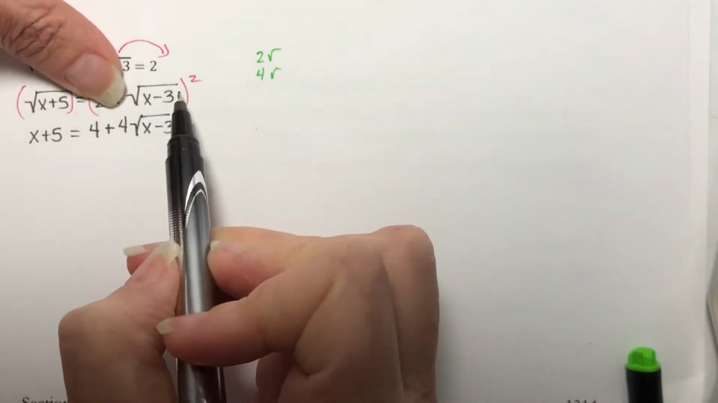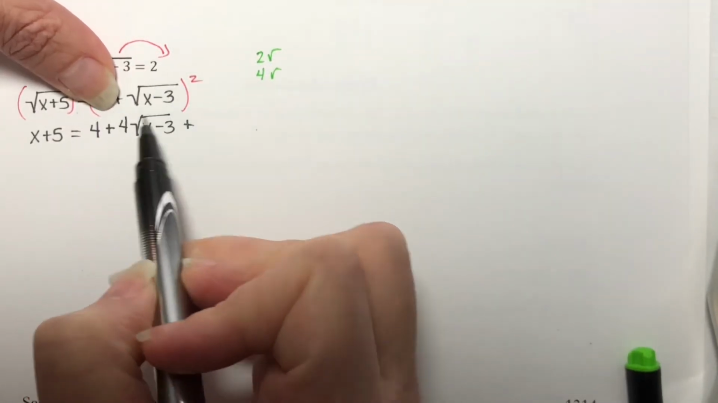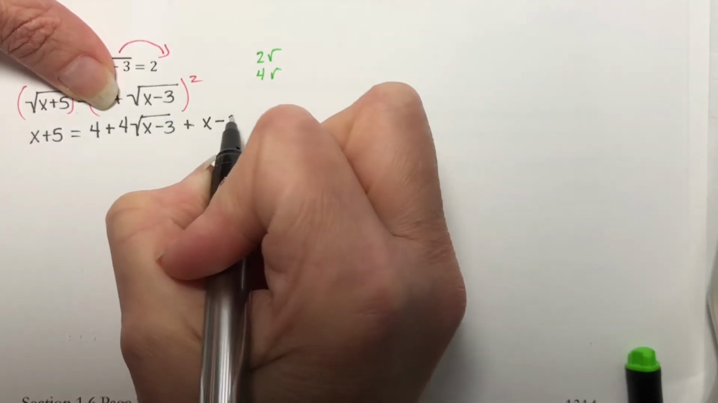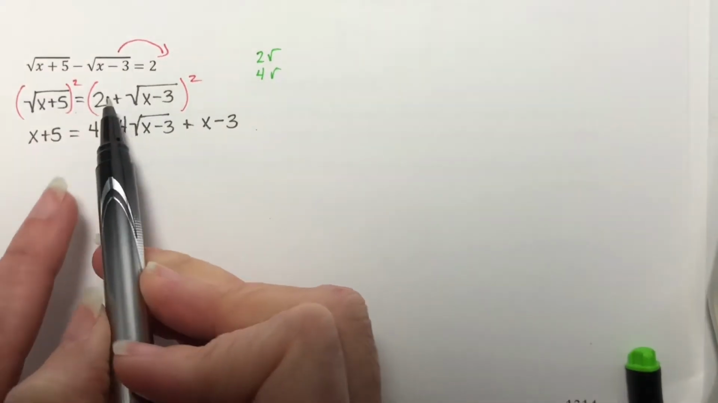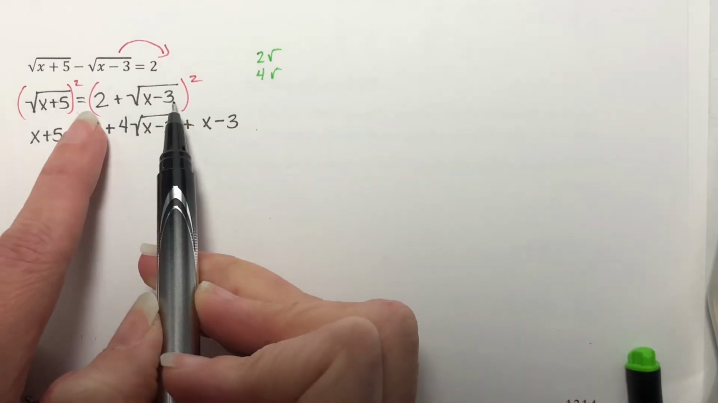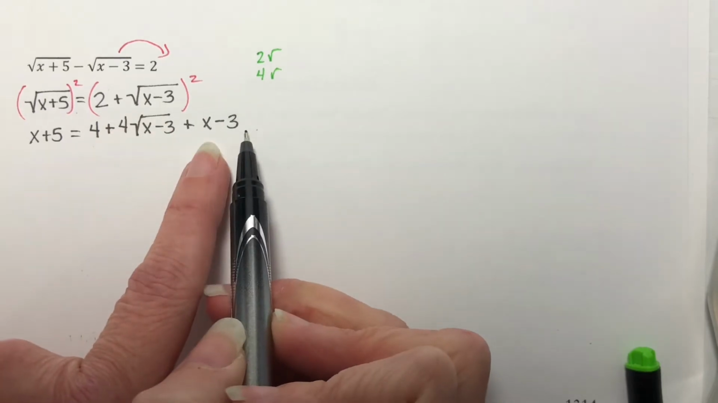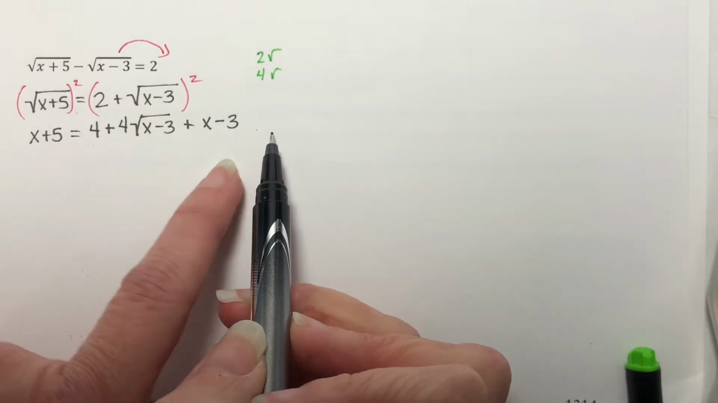plus, and then you square this last thing. Well, when you square a square root, you get what's underneath. So I get x minus 3. Square the first one, multiply them together and double it, and then you square the last bit, which is your square root. So you just write down what's underneath.